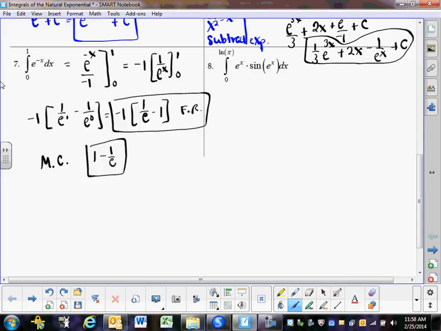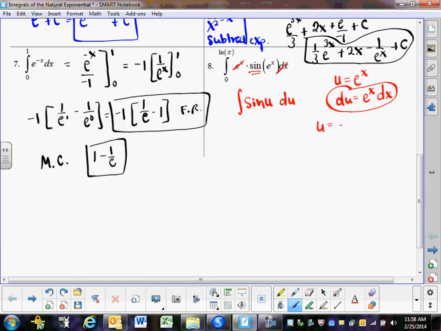Okay. Number 8 definitely requires a u substitution, but the outside part is not e. The outside part this time is sine. So u is equal to e to the x, so du is equal to e to the x dx. So I want to substitute out my du first. My e to the x dx is going to be du. That leaves behind the sine of u.